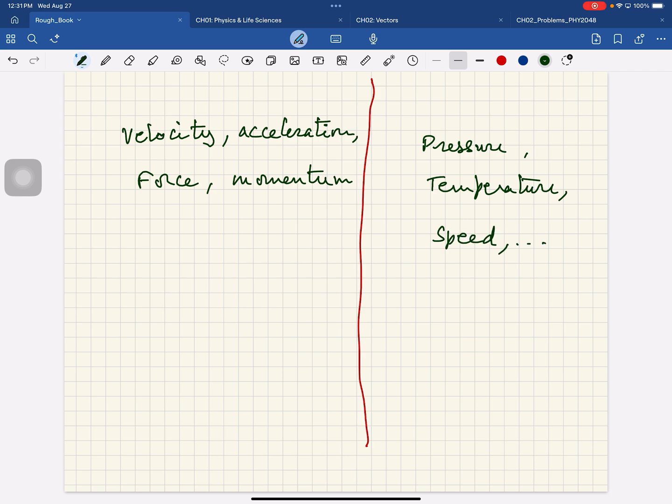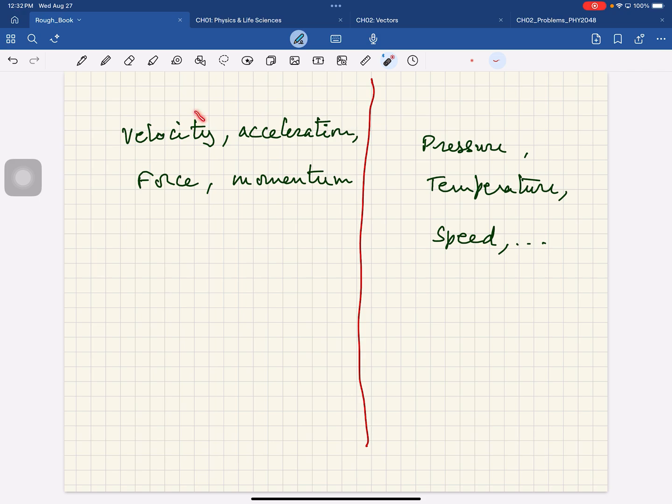All right, so I got two sets of quantities that you'll learn about sometime during this course. Do you see any difference between the two classifications? One has to do with movement.